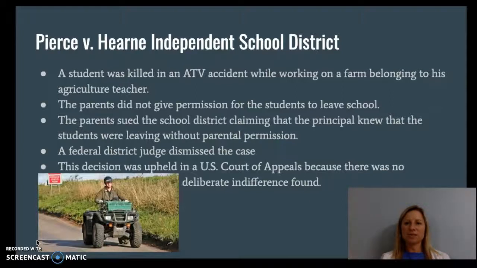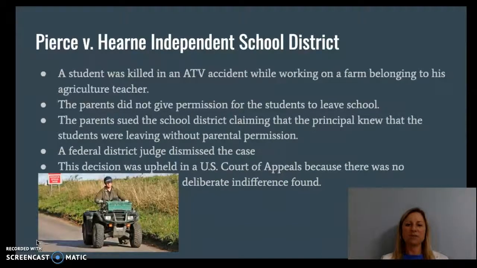In this situation, Pierce versus Hearn Independent School District, this took place in Texas, where a student was tragically killed in an ATV accident while working on a farm. And it was actually his agriculture teacher's farm. And so this teacher would take students in his classes out to the farm as part of the coursework. While getting that hands-on, real world application is great, the parents had not given permission for the students to leave the school. And so they were pretty upset, saying that the principal also knew that they were doing this and that it was fine. So they were suing the school district.